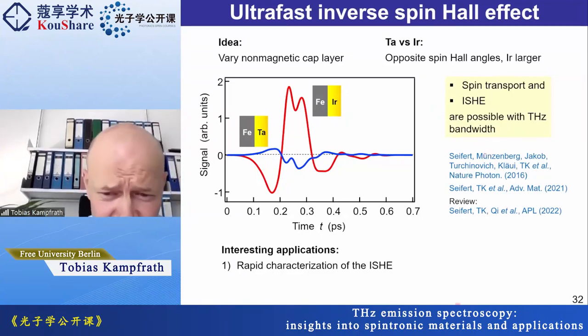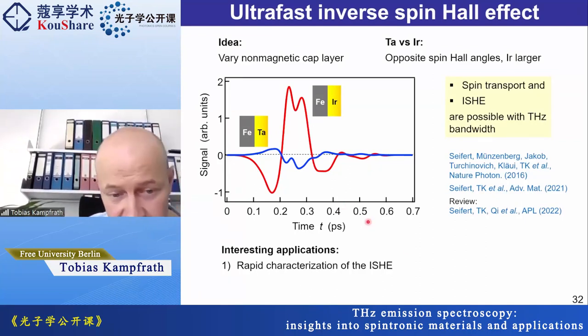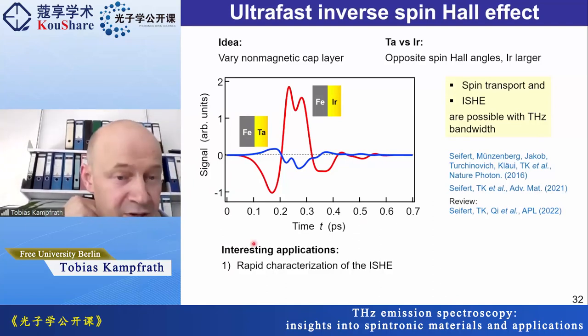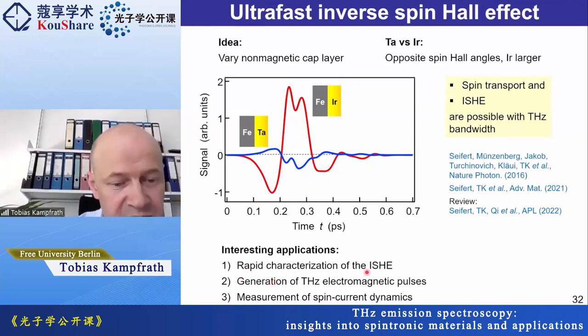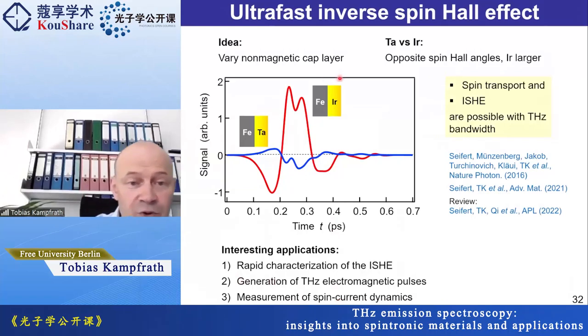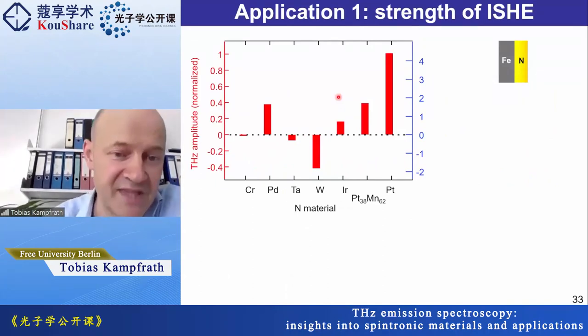Well, and now the question is, is this just of academic interest, or is this useful? And there are actually some interesting applications of this terahertz emission spectroscopy of spintronic materials. So first of all, you can try to rapidly characterize the inverse spin Hall effect of non-magnetic materials. You can use this principle to generate terahertz pulses. And finally, you can also learn more about the spin currents that flow in such structures. Let me just briefly give you a few examples of this.